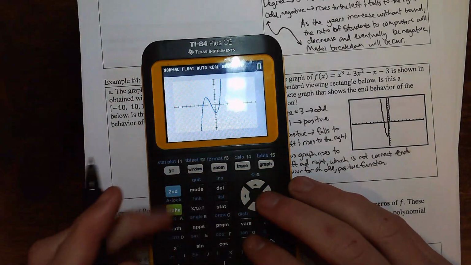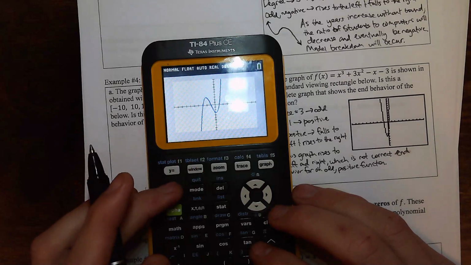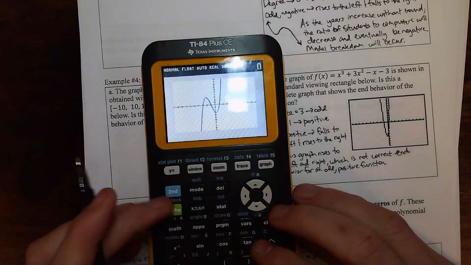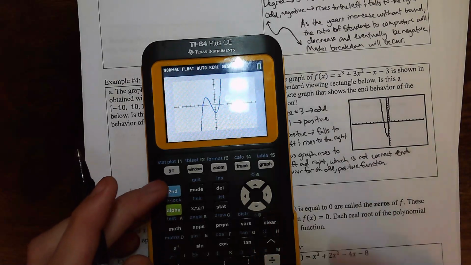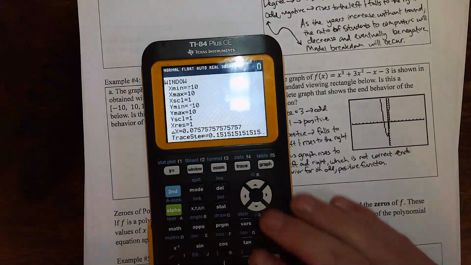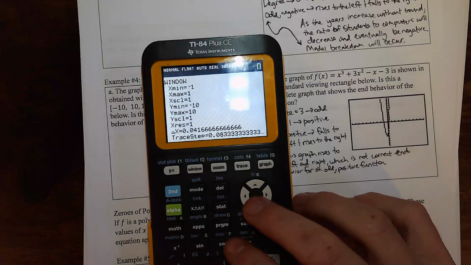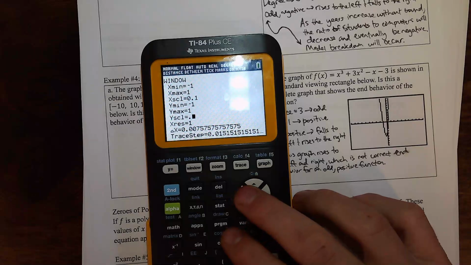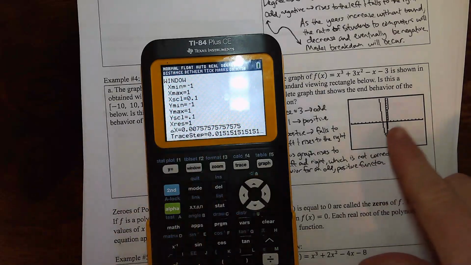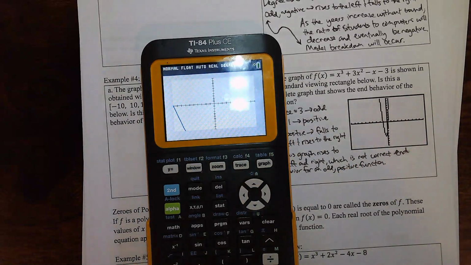But what they did was, and this is not very important, if you go to the window, I bet they had an X min of maybe -1, X max of 1, and scale of 0.1. I'm just trying to mirror what they did. So they had a really small scale. You could adjust the scales, you don't have to make each tick mark be 1. So let's look at the graph if I did that.